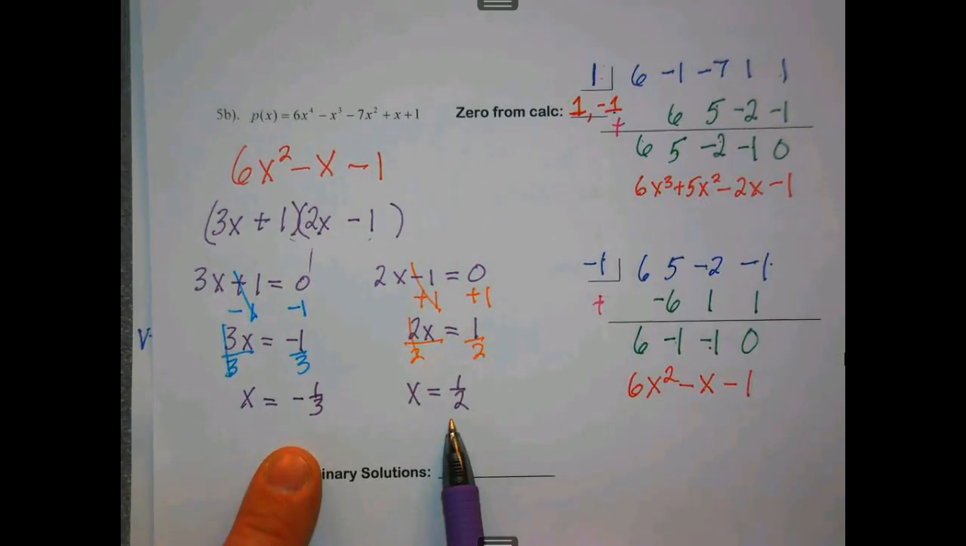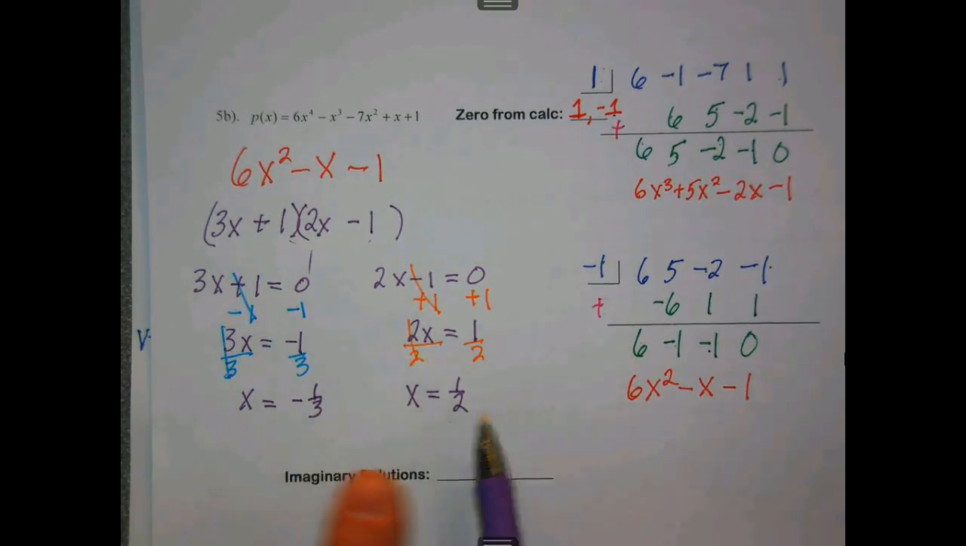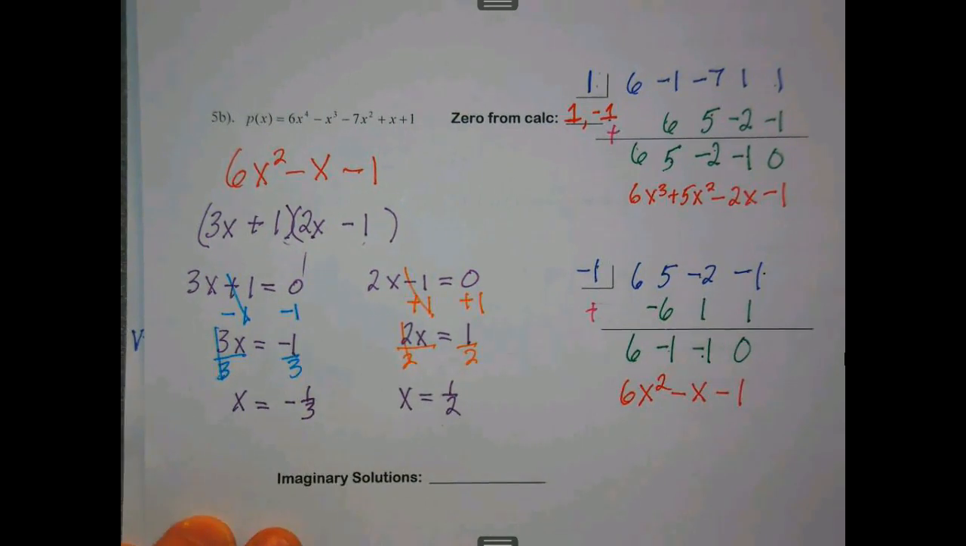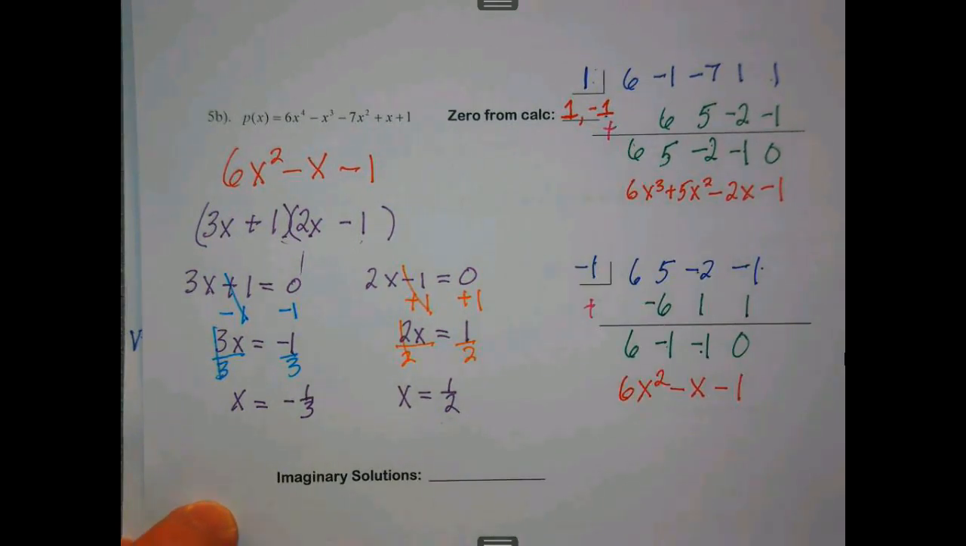These are real solutions. That was your negative 0.33 and your 0.5. So there aren't any imaginary solutions. These are all real solutions. So that's what I said. It's a little bit of a trick question.